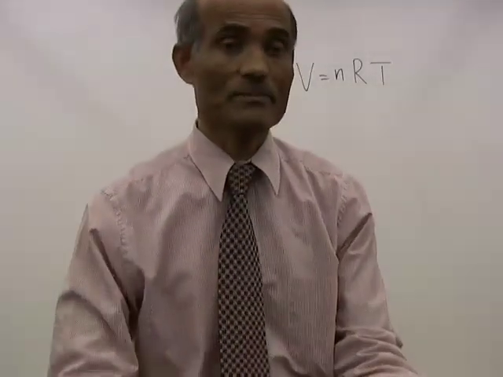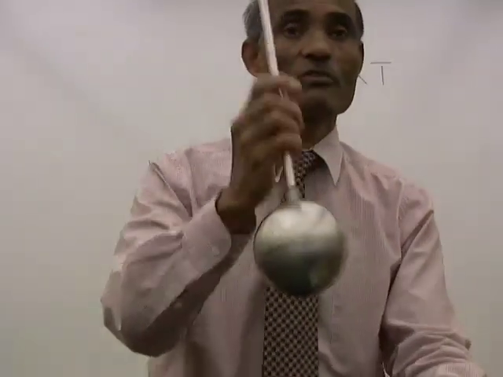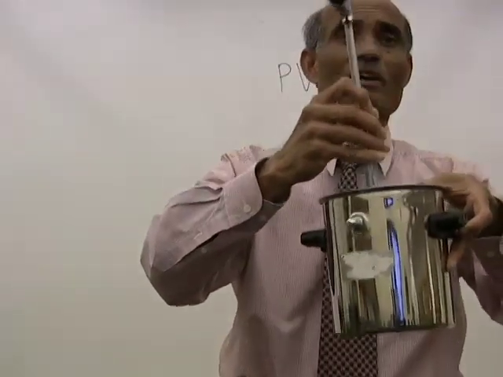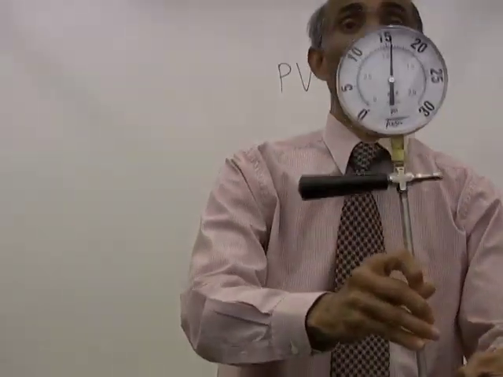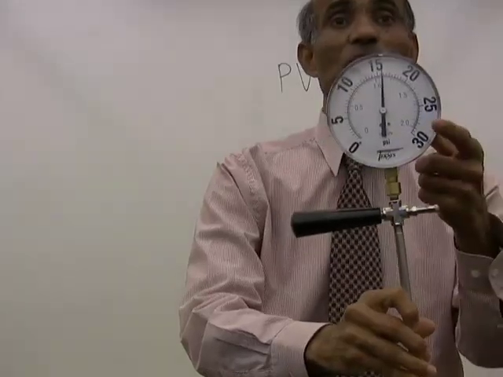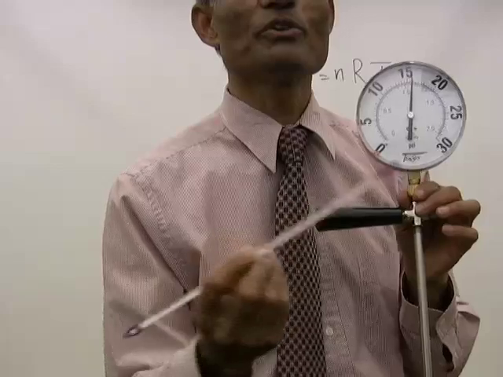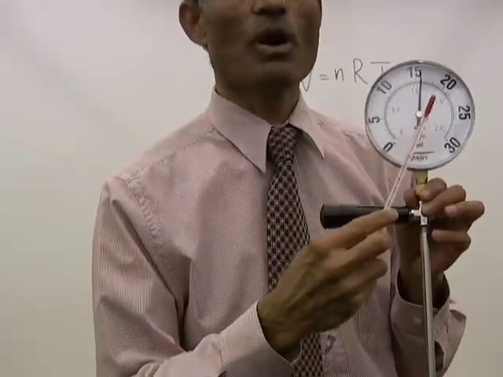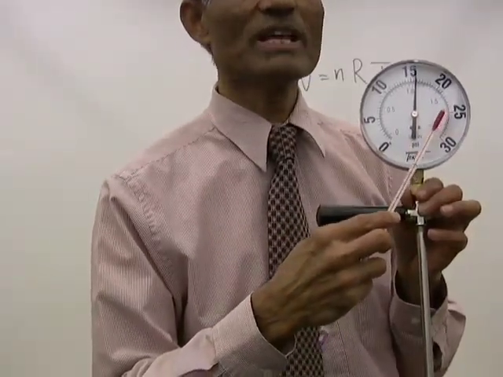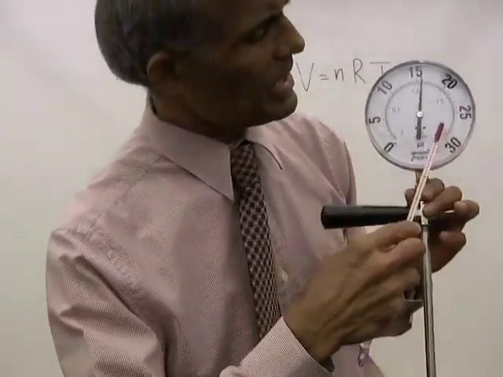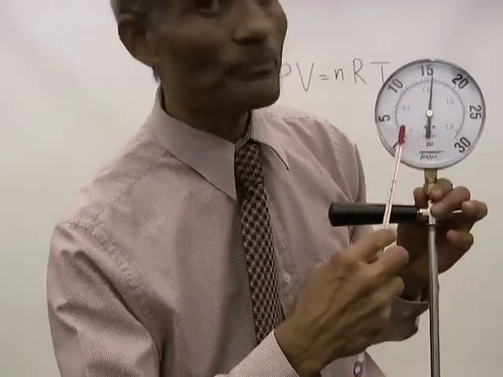How will we do that? I will be covering this bulb with ice in a container like this, and you can measure the pressure using this pressure gauge. Now I will be focusing this pressure gauge for you as we go on. Now you will be using the inner blue scale. That's the blue scale. The inner blue scale is that.